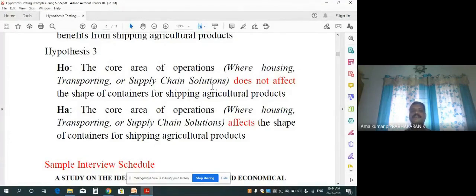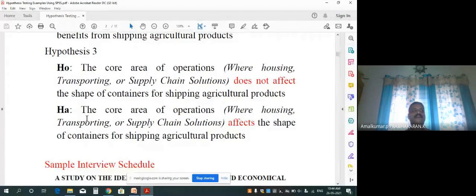It does not affect the shape of containers for shipping agricultural products. Here the researcher believes that the core area of operations does not affect the shape of containers for shipping agricultural products. Similarly, he developed an alternative.